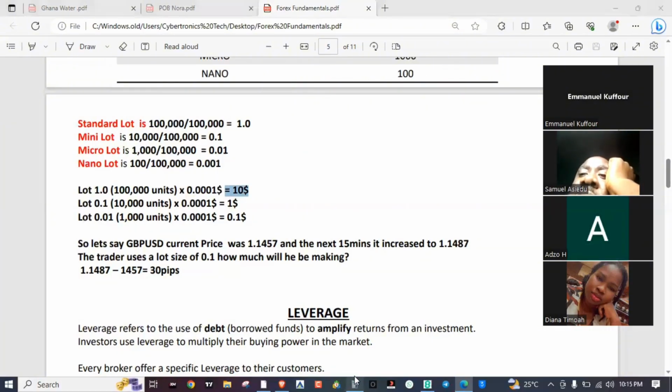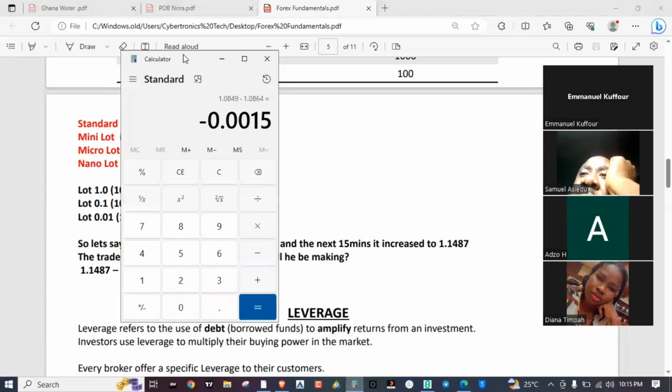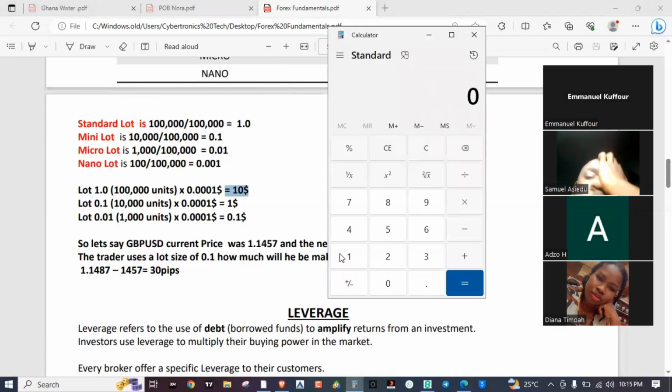I believe you are getting it. Please, if you don't get it, let me know so that I put it in the best way. So this is the value of a pip, and you want to purchase one lot. One lot is 100,000 units, meaning it is 100,000 times this. You are buying it at once, like one crate. So in that one crate, that is it. So 100,000 times a pip will give you what? $10. So that's how you are able to calculate and get this thing over here.